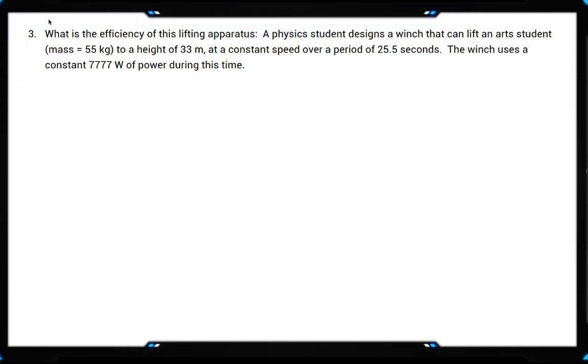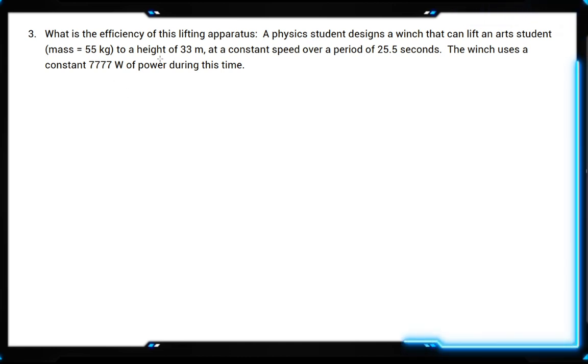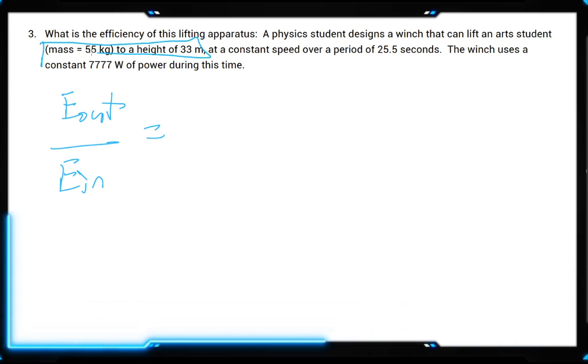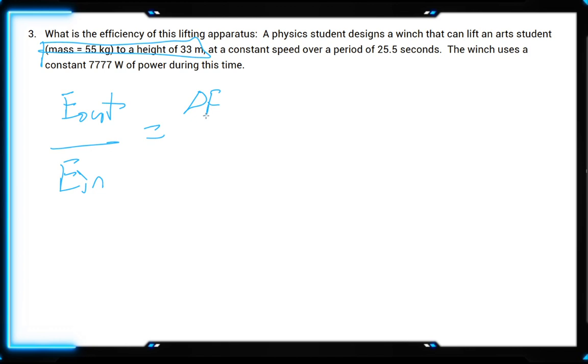Okay, so this question, we need to do an efficiency calculation. So we need to compare two energies, the energy we get out and the energy we put in. The energy we get out is we've lifted a student a certain height. So that's going to be the energy, in this case, the work done. It's the change of potential energy.